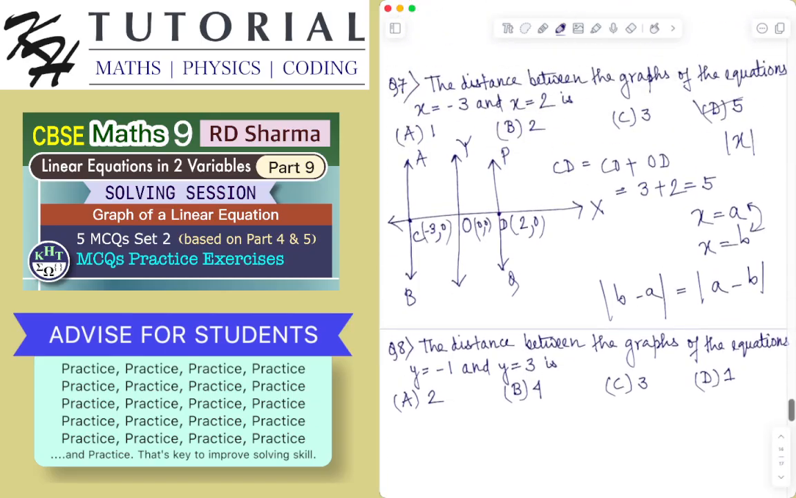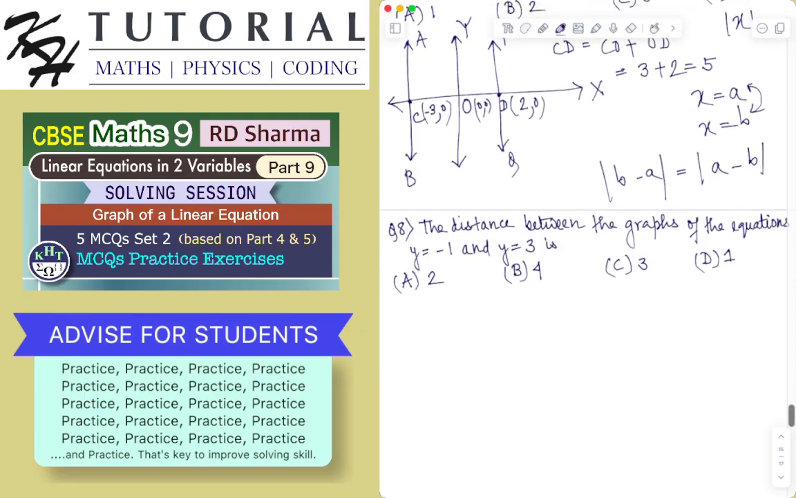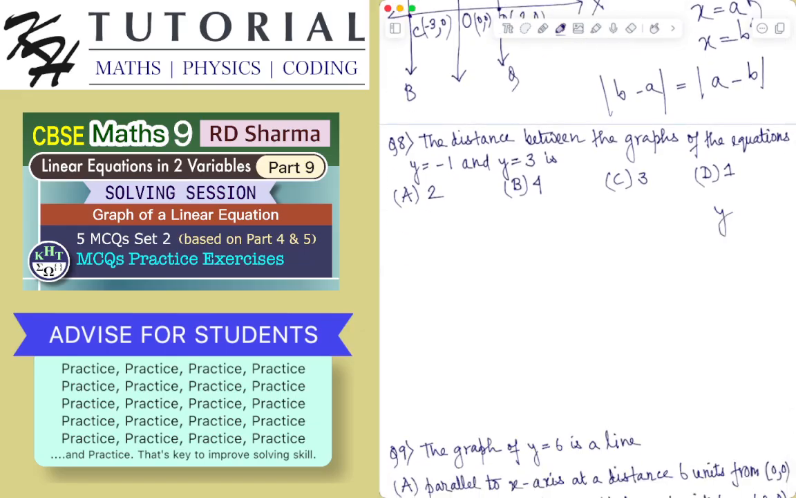Question number 8 is similar to question number 7, but now it is asking the distance between the graphs of the equations y equals -1 and y equals 3. This time the two lines are parallel to the x-axis. Any equation of the form y equals k, where k is a real number, is always a line. The graph of the equation y equals k is always a line parallel to the x-axis. Now, if k is positive, then the line will lie above the x-axis. If k is negative, the line will lie below the x-axis, and also that line will be at a distance mod of k units from the origin.